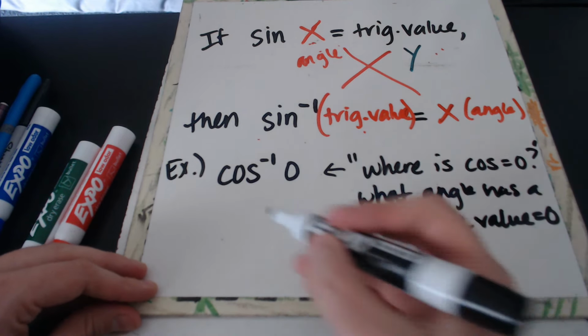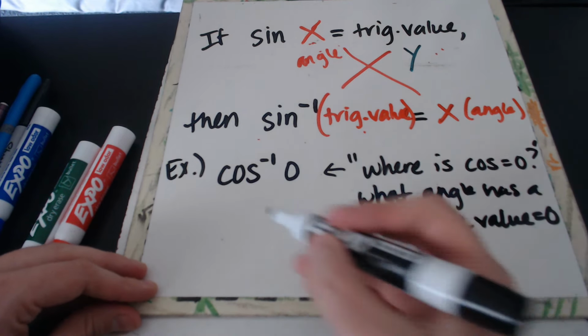Okay, so normally we start here at 0, right? Here's pi. So cosine of 0 is 1 because that's the x value. Cosine of pi over 2 is 0. So pi over 2 is one of our options. Okay. And then if I keep going here, cosine of pi would be -1. Cosine of 3 pi over 2 would also be 0.